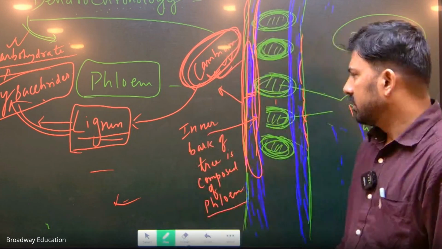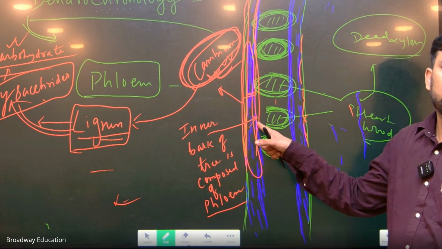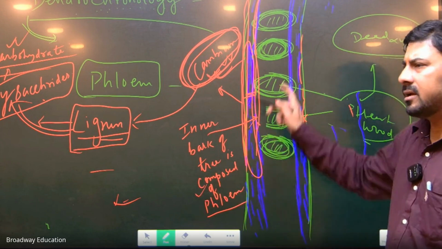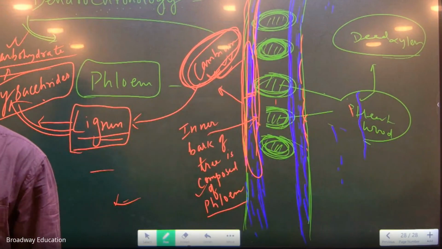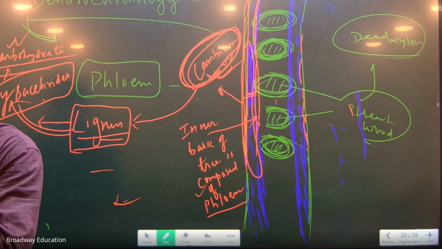Understood? This is the inner bark, right? It is the outer bark, this is the inner bark, yes or no? So simple I have mentioned here, diagrams also are drawn. I hope it won't create any problem. Clear? Now, write the next part, animal tissues.